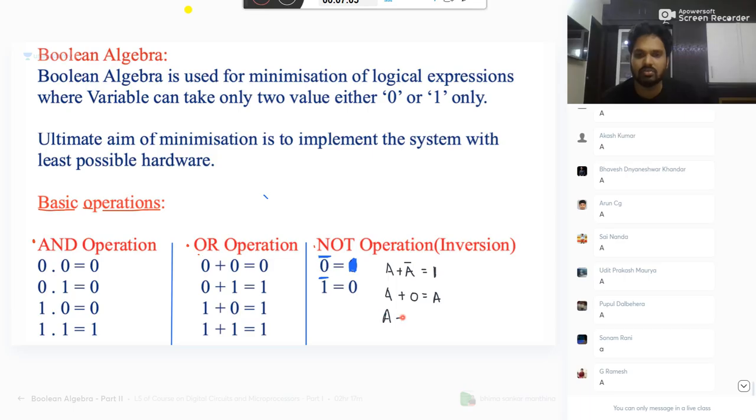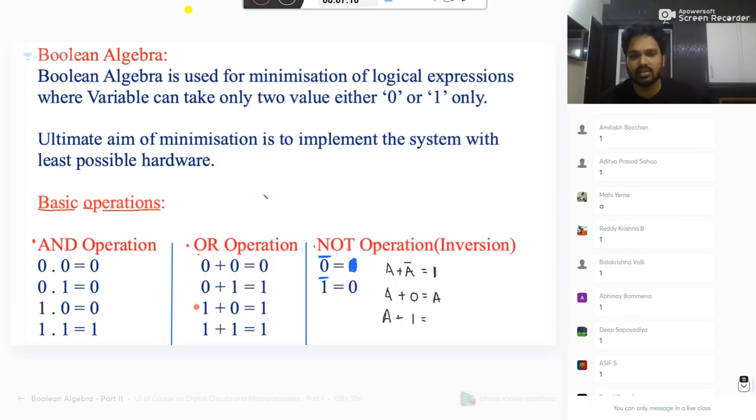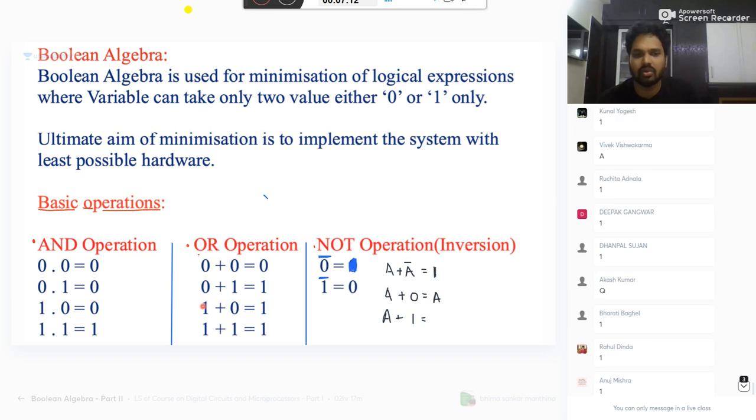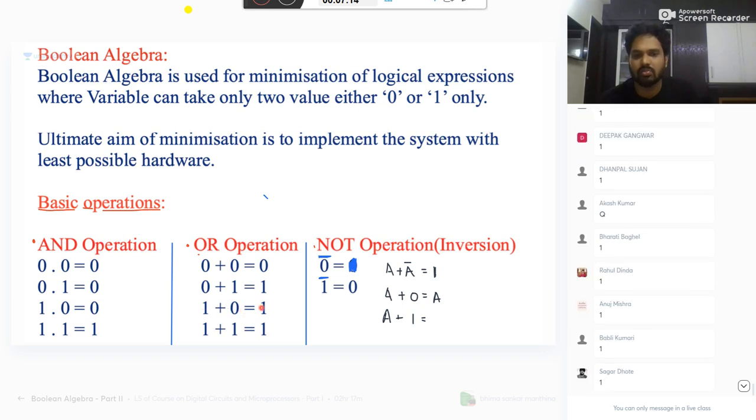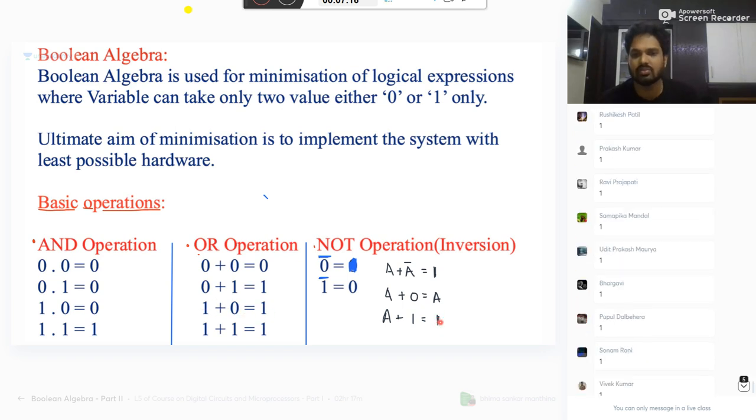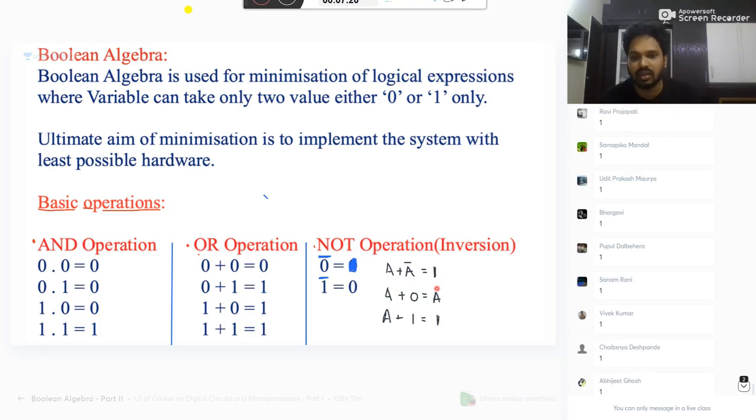Similarly, what is A plus 1? 1. Okay, 1 is present here. 1 plus 0 or 1 plus 1, in both cases, what is my output? 1 only. So I can write it as 1. It is valid for Boolean only. Please don't take it wrong. It is valid for Boolean, and we are performing the OR operation. 1 plus 0 or 1 plus 1 or 1 plus anything is 1.